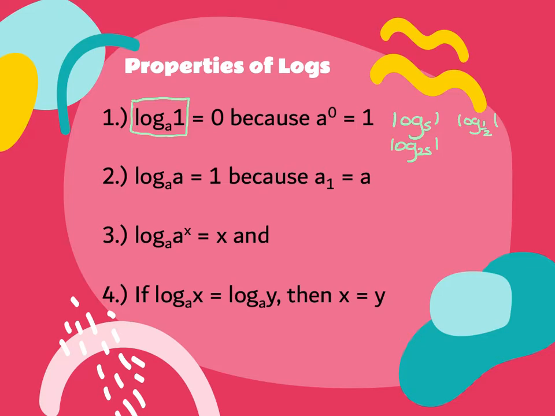The second property is if it's the same. If the base and the big number are the same, my answer is 1. Because the only way to raise something to a power and keep it the same is to raise it to the first power. So this would be like log base 5 of 5, log base 1/2 of 1/2, log base 25 of 25. All of those are going to be 1 because the base on the log and the large part, the bigger number, are the same.